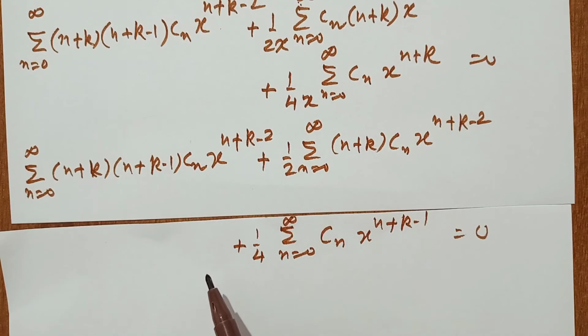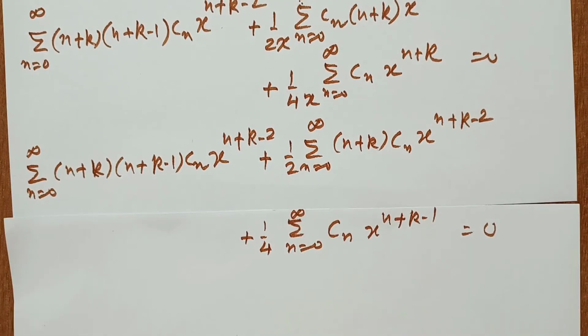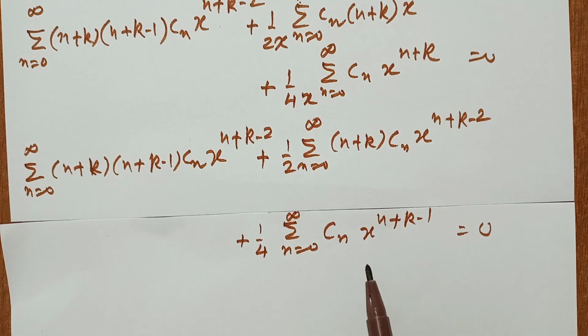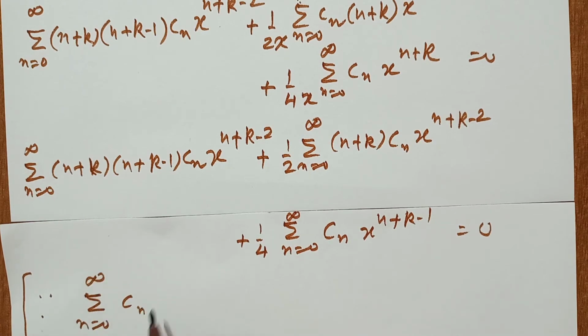As we know from before, in this method we first equate the lowest degree term to 0. One thing I also want to explain is how we can write this in terms of the coefficient. So we have sigma n from 0 to infinity Cn x to the power n plus k minus 1.